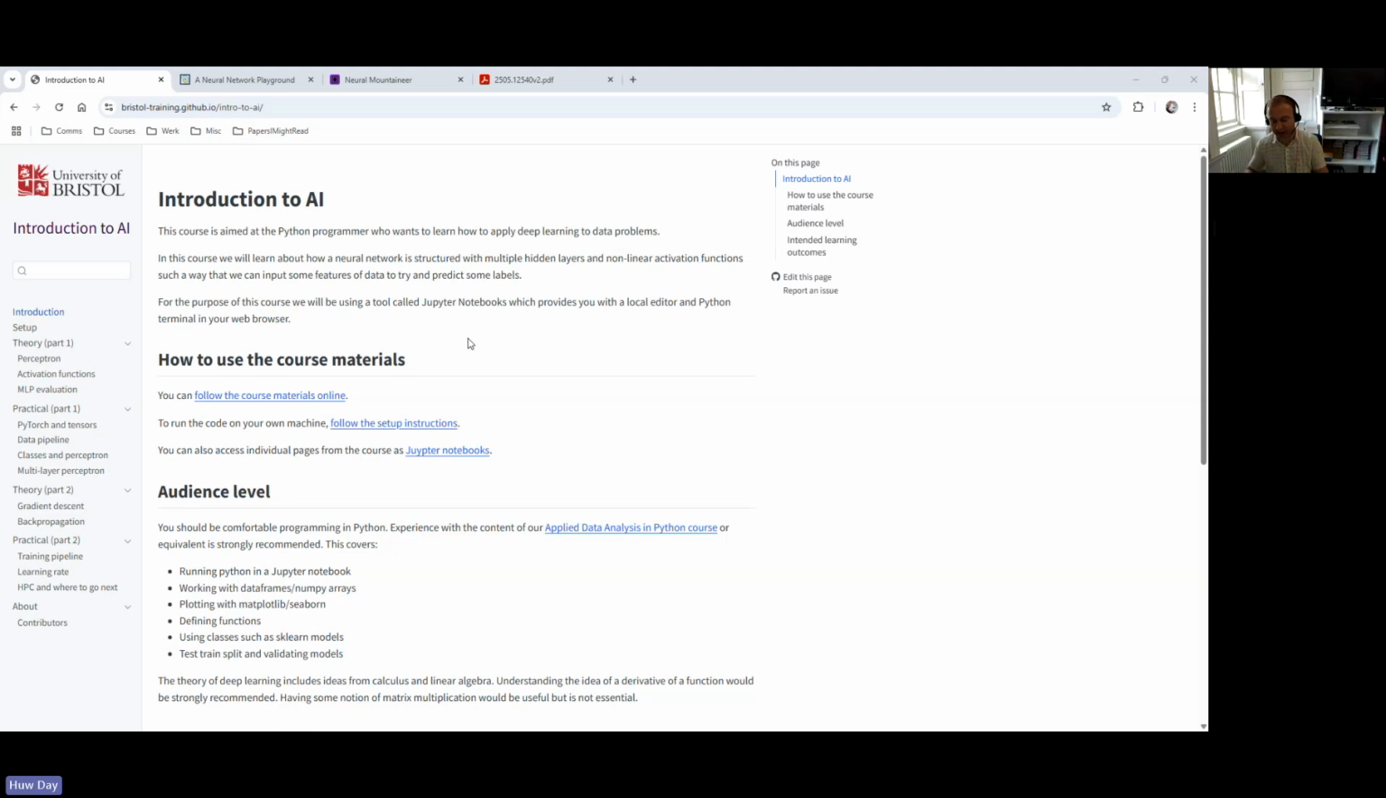Today, we're not going to be doing any coding, and I'm just going to be going through some of the theory aspects and using some visualization tools that are available online to help give a better intuition as to how some of these tools work.